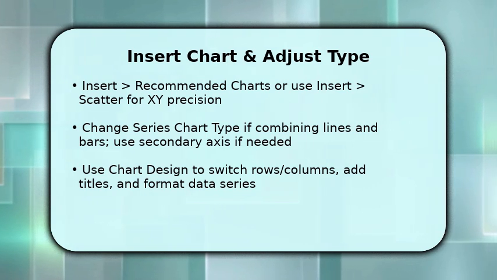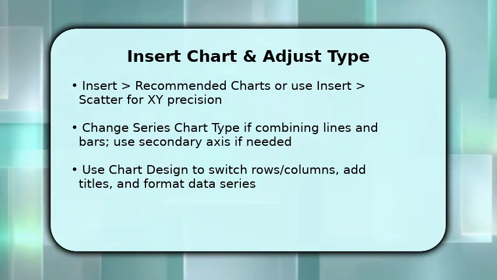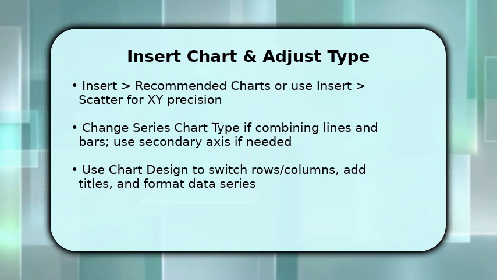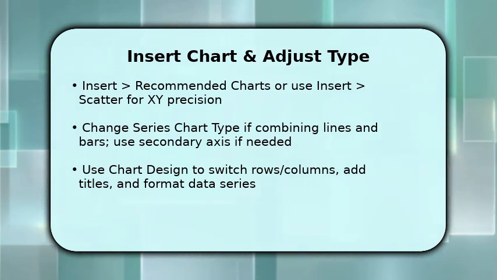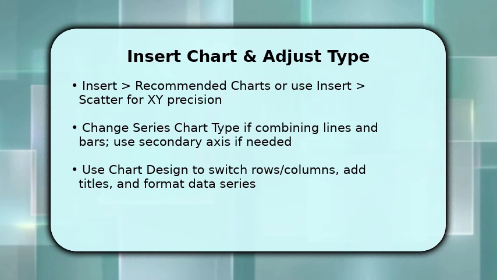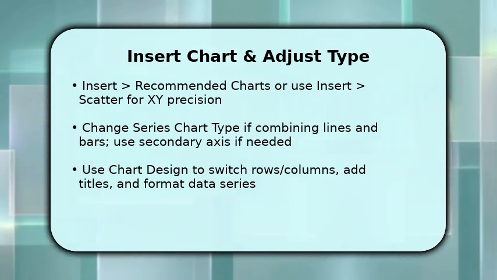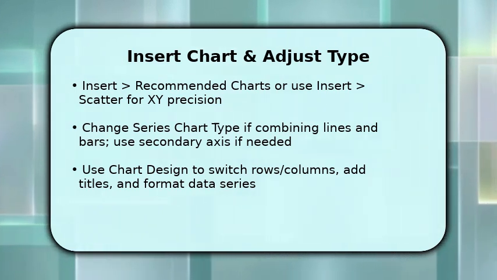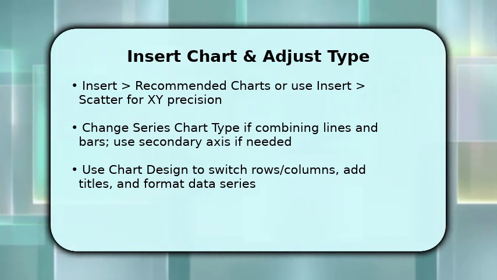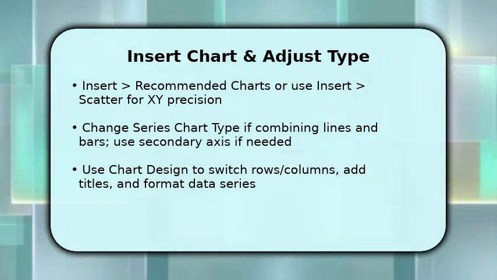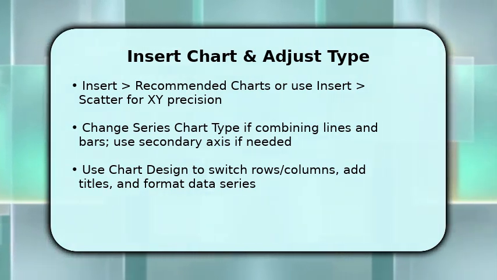If you combine different metrics, change a series chart type or assign it to a secondary axis so scales don't distort relationships. Then use chart design options to switch rows and columns if series are swapped, and add concise axis titles and a legend to clarify meaning. These edits make the visual accurate and interpretable.